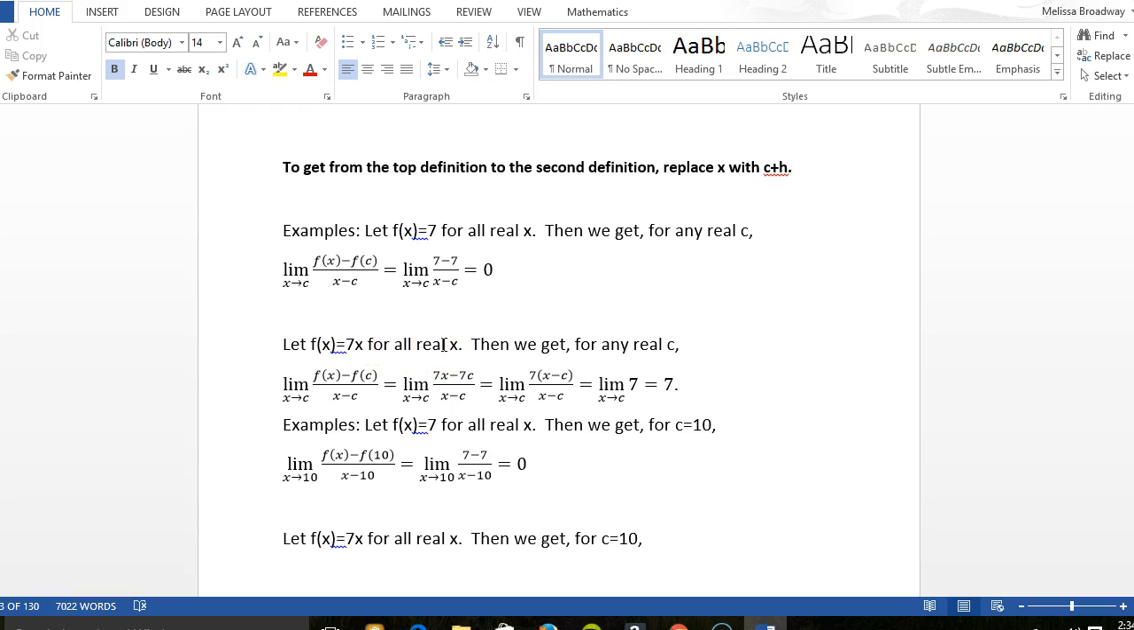Again, my domain D and my D prime are going to be all reals, so f is a function from reals to reals. Then we get, for any real c, this limit right here: f of x is 7x, f of c is 7c, over x minus c. But hey, wait a minute, by algebra, on the numerator, we can factor out a 7 and put parentheses x minus c over x minus c. But lo and behold, these x minus c's will cancel, and I get the limit as x goes to c of the number 7, but remember, that's just 7. So my derivative at any point is just 7.